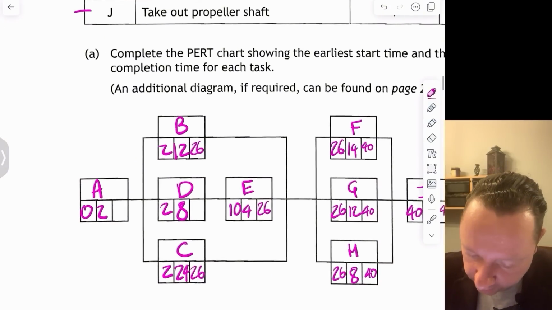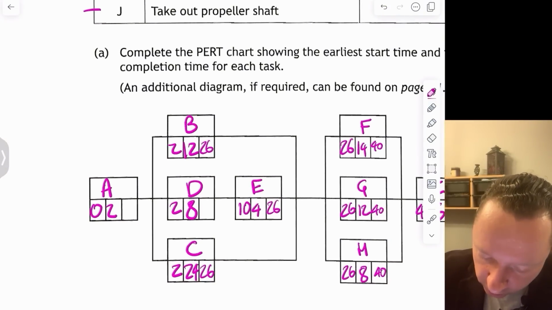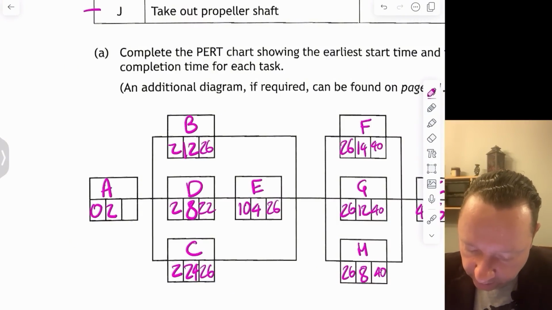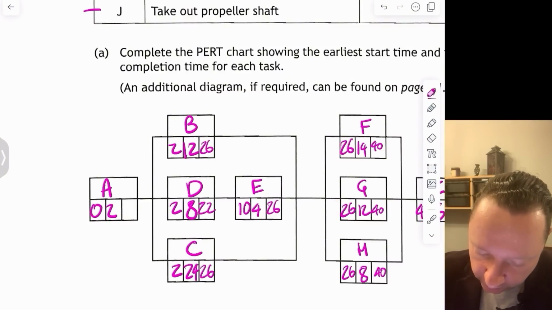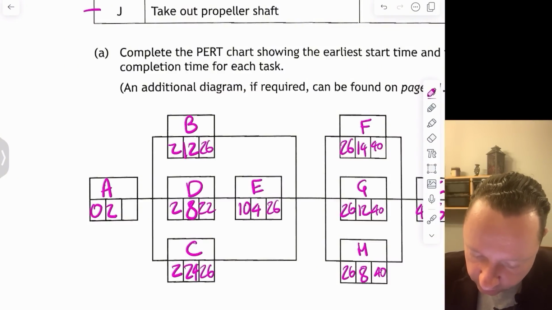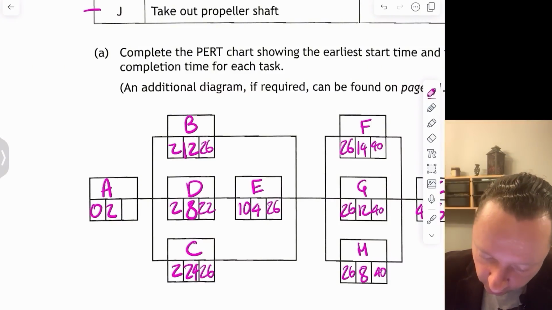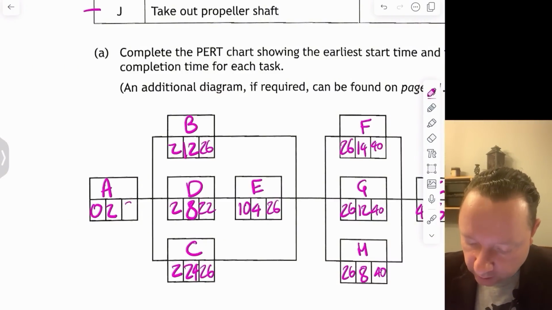And then for E, 26 minus 4 is 22 for D. And then B, D, C go back to A, so we take the smallest, 26 minus 12, 22 minus 8, or 26 minus 24. Well, 26 minus 24 is the smallest, so that's 2. And there's our completed Pert chart.